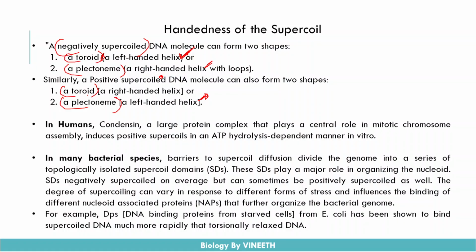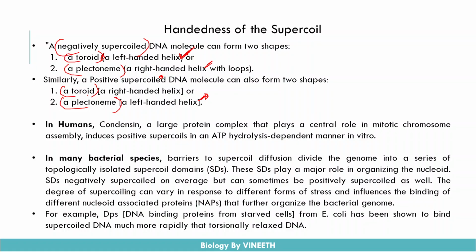In these bacterial cells, there are certain types of barriers. The barriers to supercoil diffusion divide the genome into a series of topologically isolated supercoiled domains. So the long DNA is divided into specific domains, which we often call supercoiled domains. These supercoiled domains are majorly involved in organizing the nucleoid, the entire genome of the bacterial species. They are negatively supercoiled and associated with nucleoid associated proteins, or NAPs, which further organize the bacterial genome into a compact molecule.